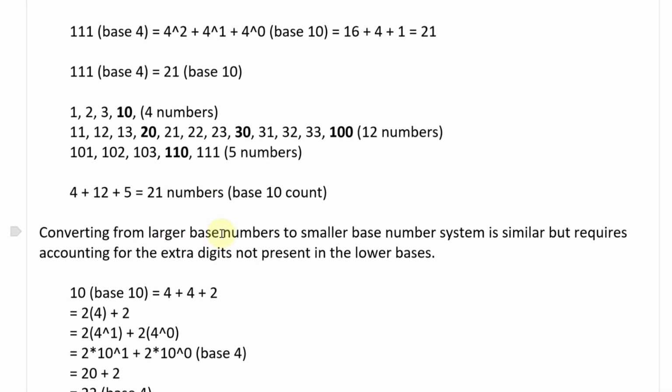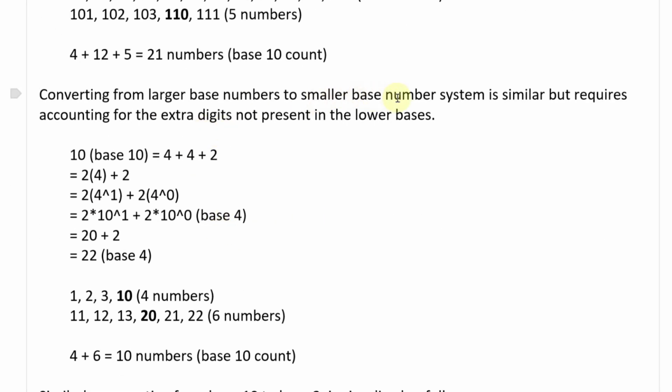So now converting from larger base numbers to smaller base number systems is similar, but for those cases, it requires accounting for the extra digits not present in the lower bases. So for example, base 10 to base 4, you're going to have to deal with the number 9, the number 5, number 6, etc., even the number 4. So to do that, we'll do it right here. So 10 in base 10 is equal to 4 plus 4 plus 2.